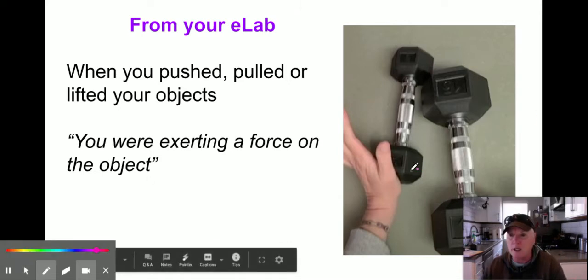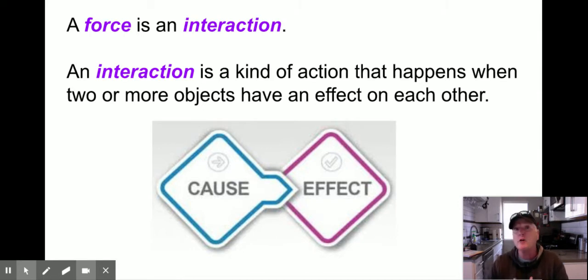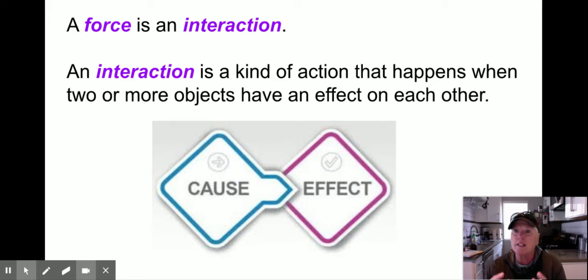So for example, I was exerting a force to get them to move. What I mean by that is really that force is an interaction. An interaction is a kind of action that makes something happen, but you have to have two or more objects involved for this interaction. So it ends up being a sort of cause and effect relationship.